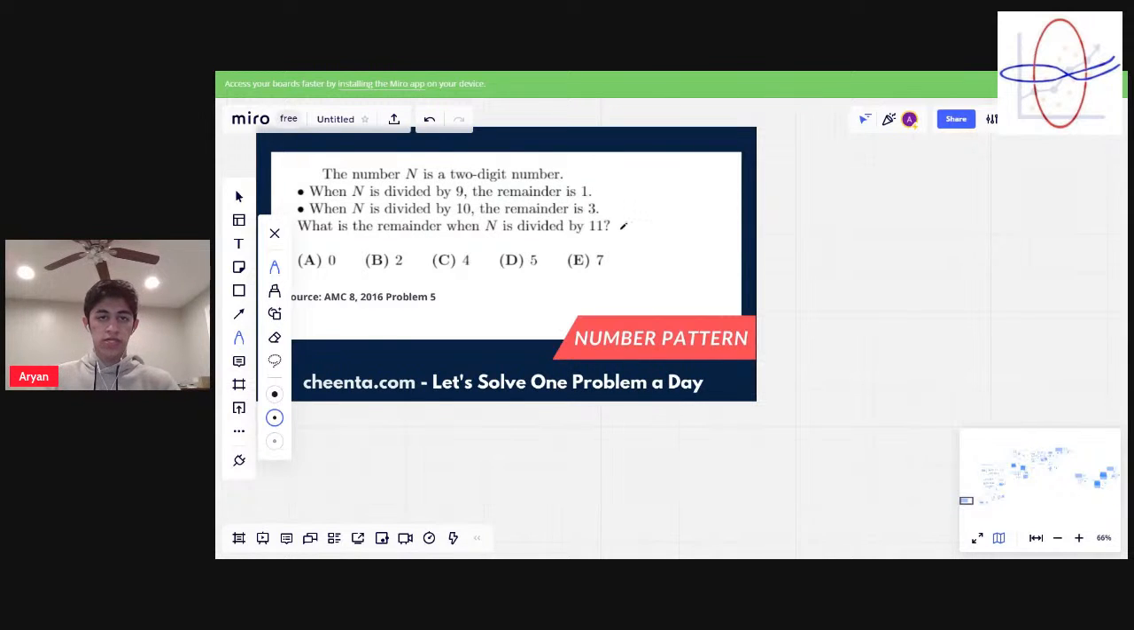the satisfying properties. So when n is divided by 9, the remainder is 1. And when n is divided by 10, the remainder is 3. And the question is asking us for the remainder when n is divided by 11.